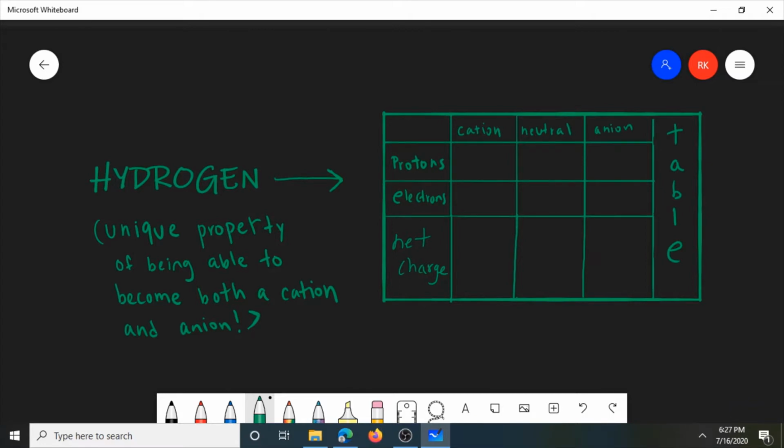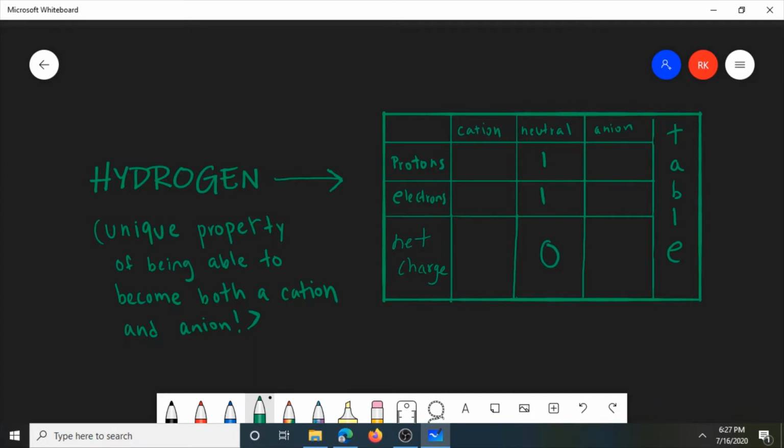Unlike most elements on the periodic table, hydrogen can easily transform into a cation or an anion. Usually, most elements would turn into a cation or an anion, usually not both. So, the neutral version of hydrogen has one proton, one electron, and has a net charge of 0, because 1 minus 1 is equal to 0.